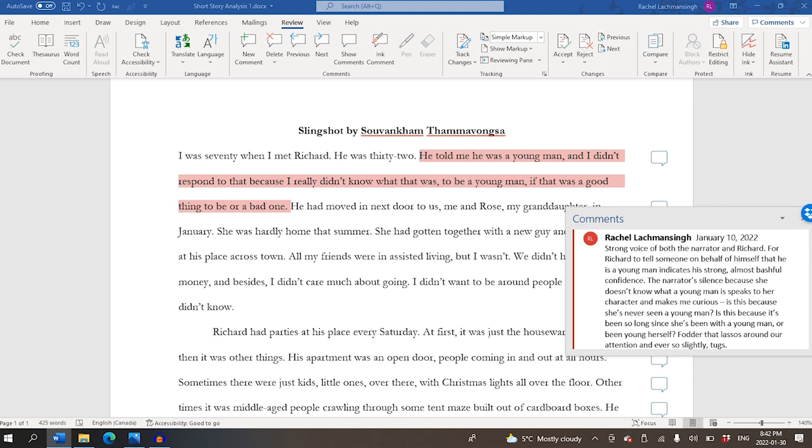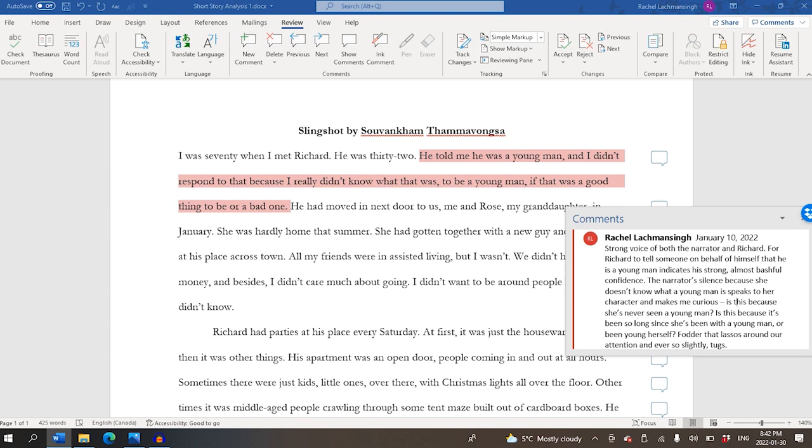Like, he doesn't care what other people think about him. He is just stating the facts of who he believes himself to be. The narrator's silence, because she doesn't know what a young man is, speaks to her character and makes me immediately curious. Is that because she's never seen a young man? Is that because it's been so long that she's been with or seen a young man or been young herself? So this is fodder that I like to refer to as a lasso.